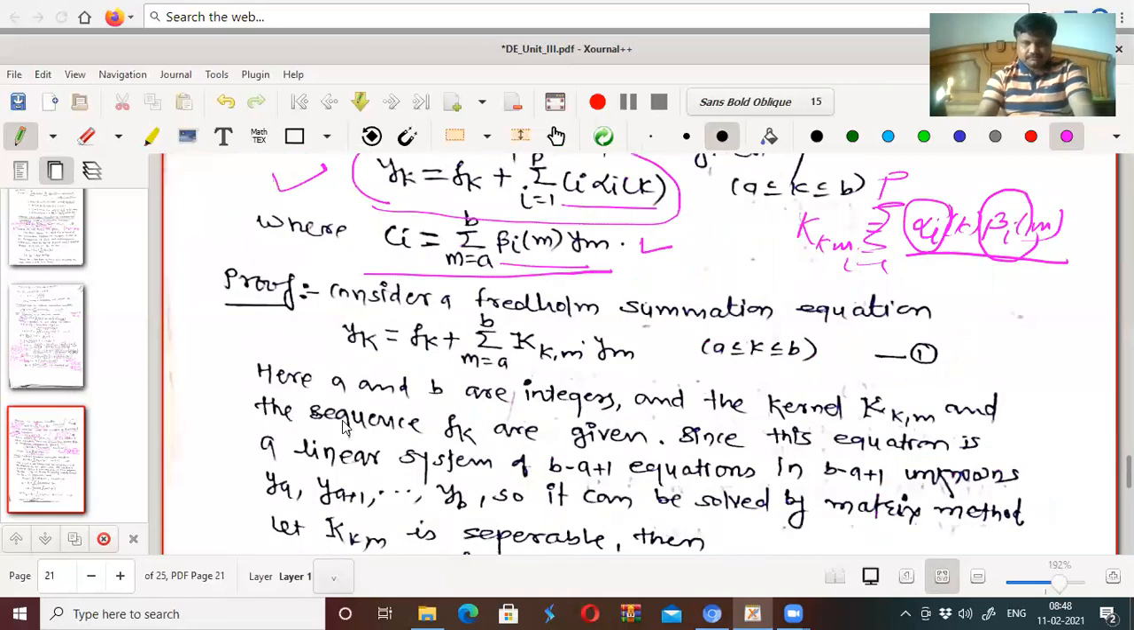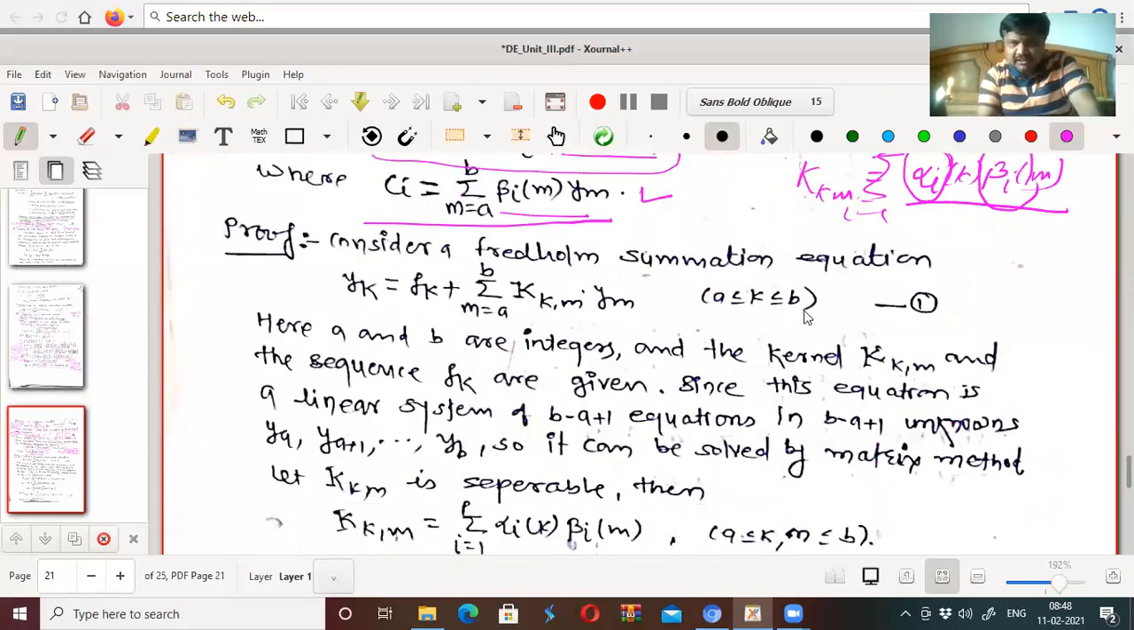We'll prove it. Consider the Fredholm summation equation with separable kernel K of km. Here a and b are integers, and the kernel Km is a sequence and the sequence Fk are given. Since this equation is a linear system of b minus a plus 1 equations in b minus a plus 1 unknowns Ya up to Yb, it can be solved by matrix method.